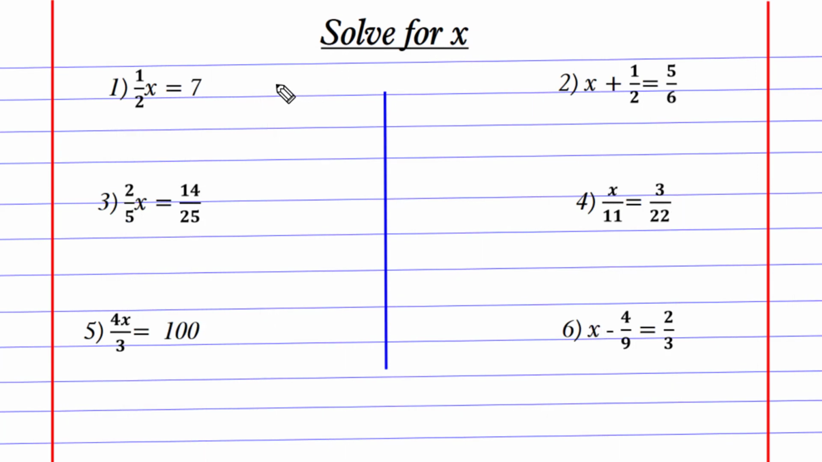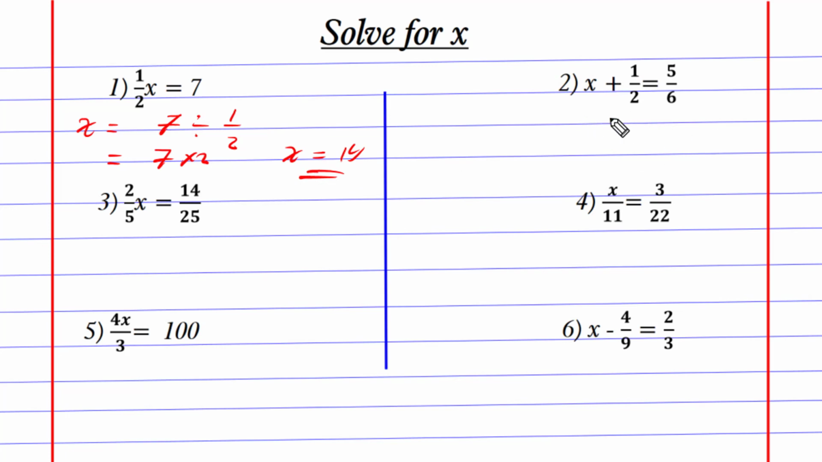Finally, solving the equations with fractions. Solve for x. 1/2 x equals 7. To find the value of x, we will divide both sides by the coefficient of x. Now x, guys, equals 7 divided by what? Divided by 1/2. How can we divide two fractions, as we studied before? Just multiply the first by the reciprocal of the second. What is the reciprocal of 1/2? It equals 2. So x equals 7 times 2. Now x, guys, equals what? Equals 14. This is the value of x.